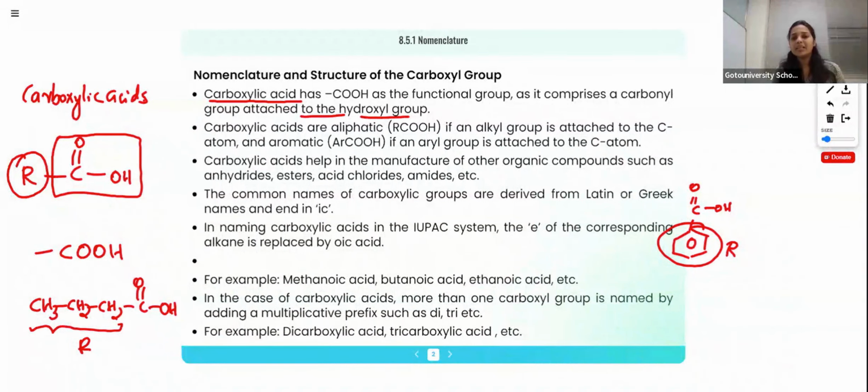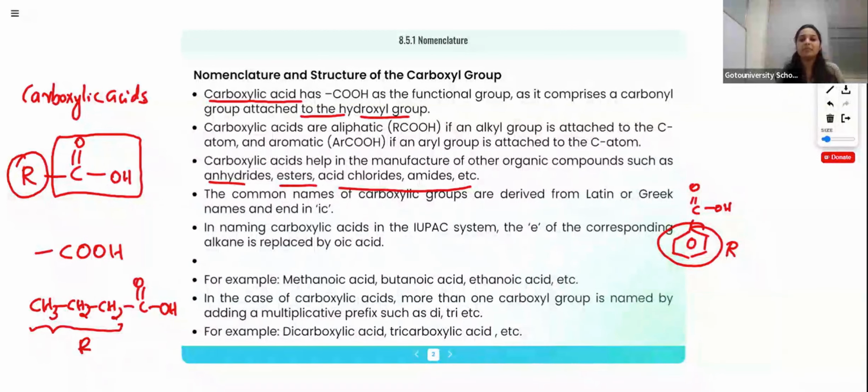Then, carboxylic acids help in the manufacturing of organic compounds such as anhydrides, esters, acid chlorides, and amides. See, I told you, carboxylic acid means all the carbonyl compounds, they have some specific uses and properties, but other than that, they can be used as the starting material. What is a starting material? We can prepare some other compounds using these compounds. Esters we can prepare from acids; acid chlorides, amides or anhydrides, all these compounds we can prepare from acids. Esters have very much importance in synthetic chemistry. They have very much importance in the industrial field, right?